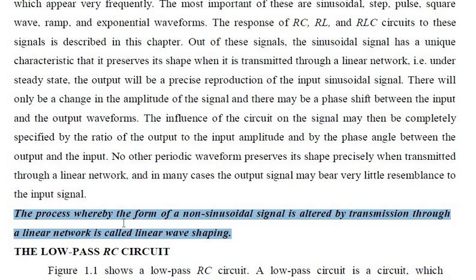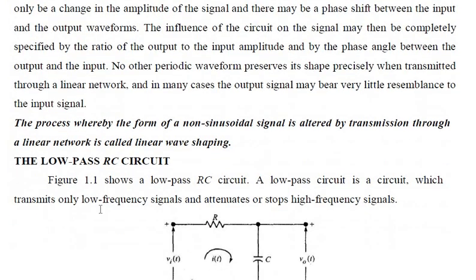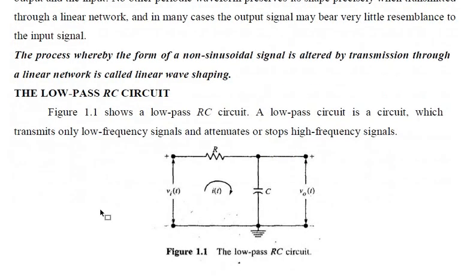I repeat it once again. The process whereby a non-sinusoidal signal is altered by transmission through a linear network is called linear wave shaping. If I give an example of a step signal that has been passed through a linear network to get a non-sinusoidal signal, then it is called linear wave shaping. So in that, first we are going to see the low pass RC circuit. Okay, what is a low pass RC circuit?